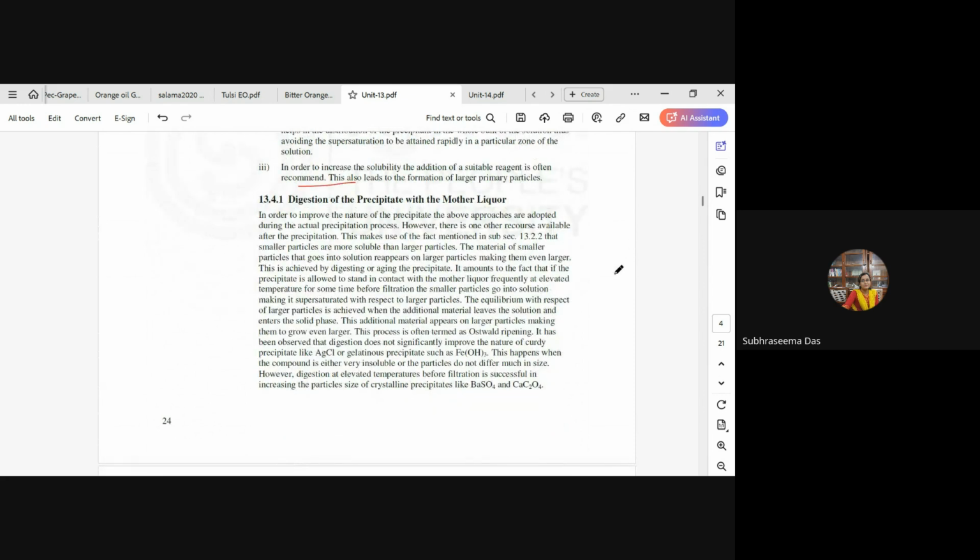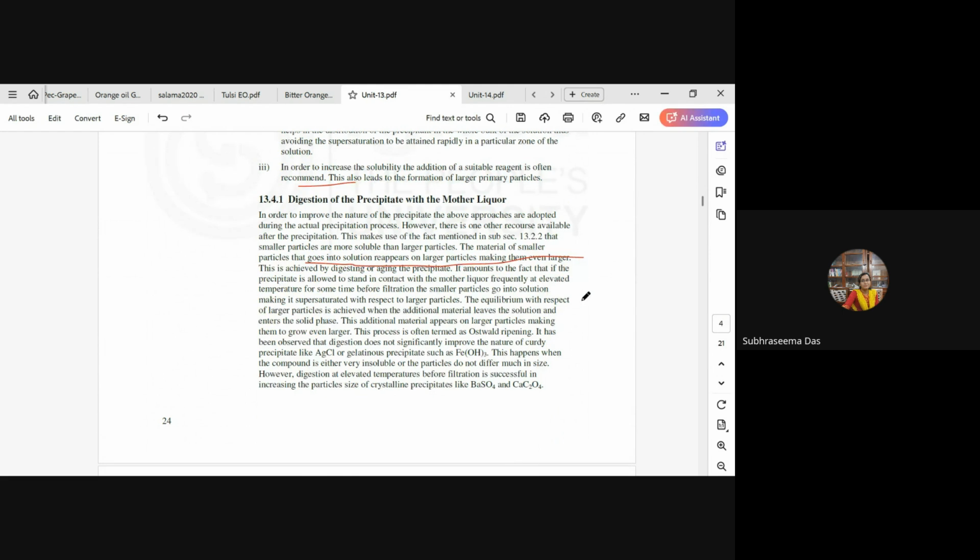Then coming to digestion of the precipitate with the mother liquor. In order to improve the nature of the precipitate, the above approaches are adopted during the actual precipitation process. However, there is one other recourse available after the precipitation. The material of smaller particles can also go into the solution and reappear on the bigger particles, making them further larger in size. This is achieved by digesting or aging the precipitate.